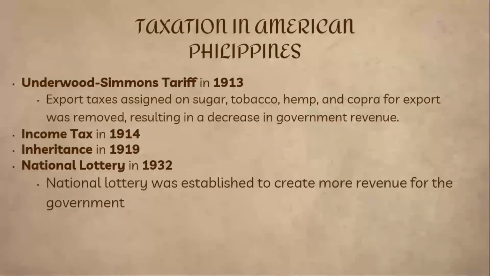In 1990, the inheritance tax was created. Inheritance tax is a tax paid by the person who inherits money or property of a person who has died, whereas an estate tax is a levy on the estate's money and property of a person who has died. International tax law distinguishes between an estate tax and inheritance tax. Estate tax is assessed on the assets of the deceased, while an inheritance tax is assessed on the legacies received by the estate's beneficiary. And lastly, in 1932, a national lottery was established to create more revenue for the government.